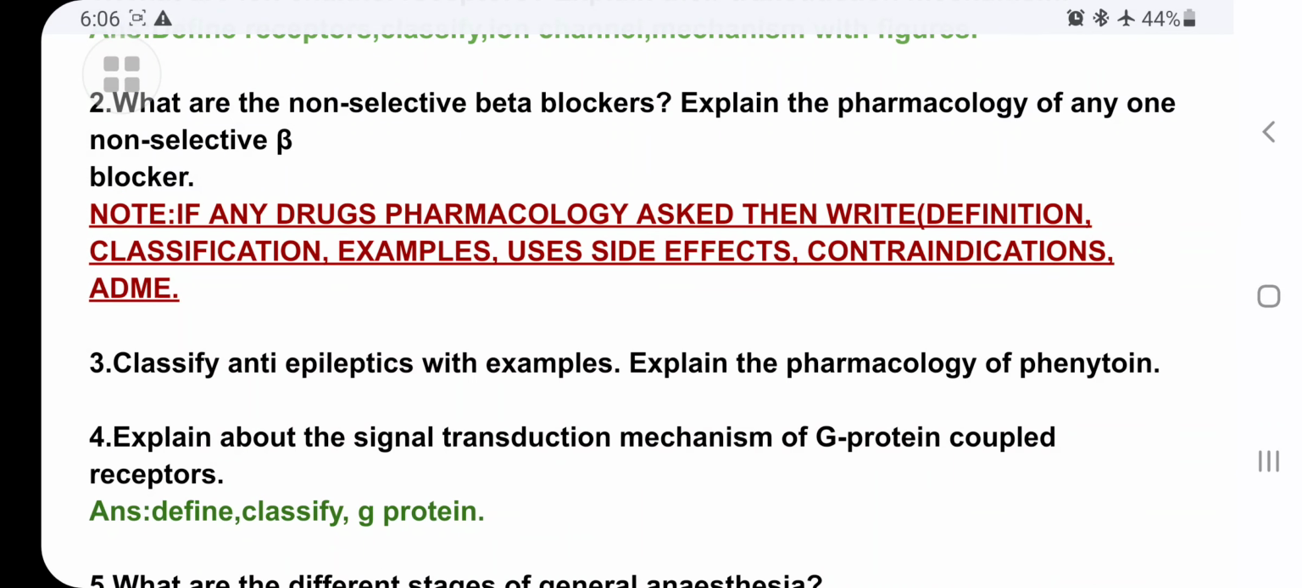Classify anti-epileptics with examples and the pharmacology of phenytoin. Just classify these anti-epileptics. Anti-epileptics are nothing but anti-seizure drugs also. These are both the same, anti-epileptic and anti-seizure drugs. You can write the same for this. Then explain the signal transduction mechanism of the G protein coupled receptor. Just explain the G protein coupled receptor here.